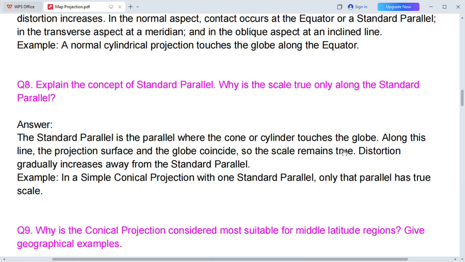Next question, explain the concept of standard parallel and why the scale is true only along the standard parallel. The standard parallel is the parallel where the cone or cylinder touches the globe. Along this line, the projection surface and the globe coincide, so the scale remains true. Distortion gradually increases away from the standard parallel. For example, in a simple conical projection with one standard parallel, only that parallel has true scale.